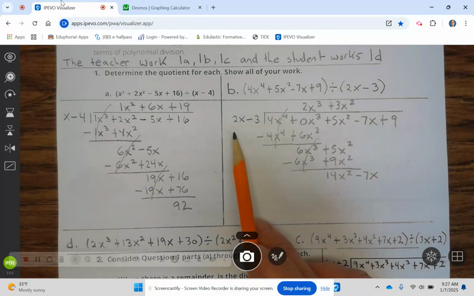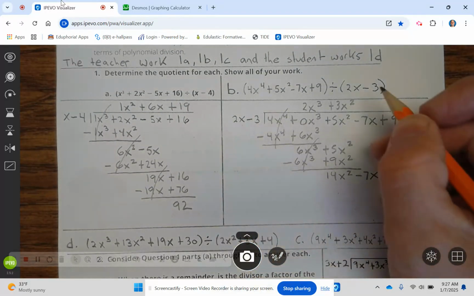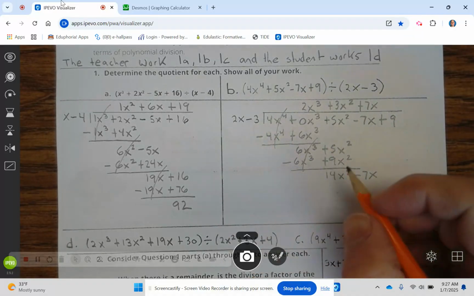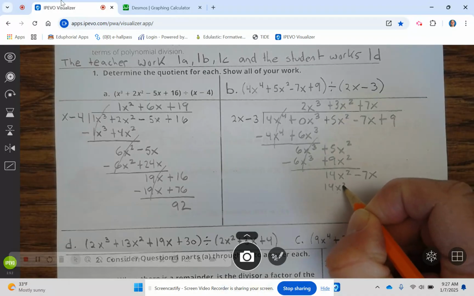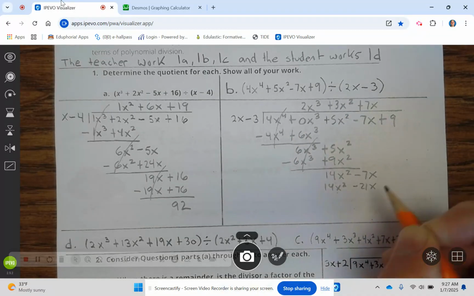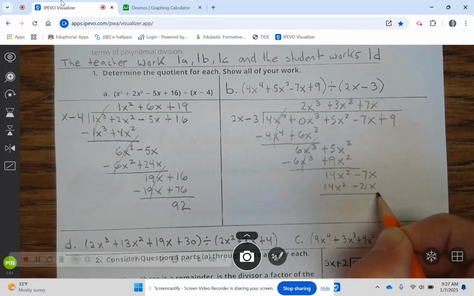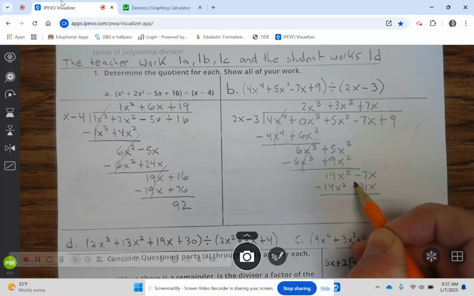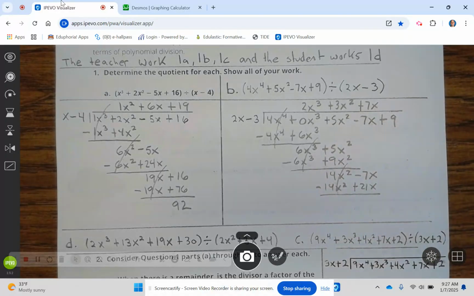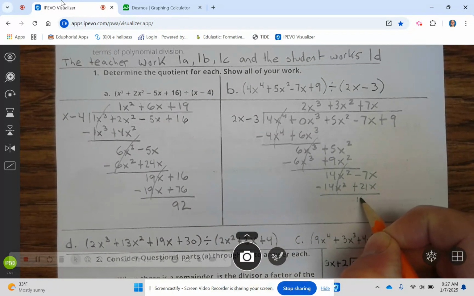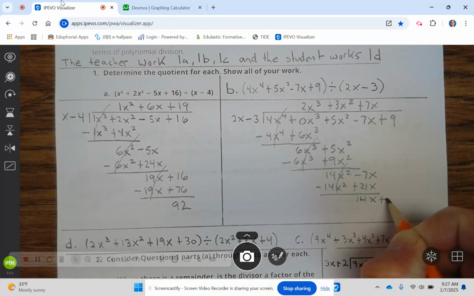Alright, now we ask ourselves, what do you multiply 2x by to give you 14x squared? The answer to that is 7x. And we multiply. 7x times 2x is 14x squared. 7x times negative 3 is minus 21x. We subtract. Subtract the negative becomes positive. This cancels. Negative 7x and 21x is 14x plus 9.